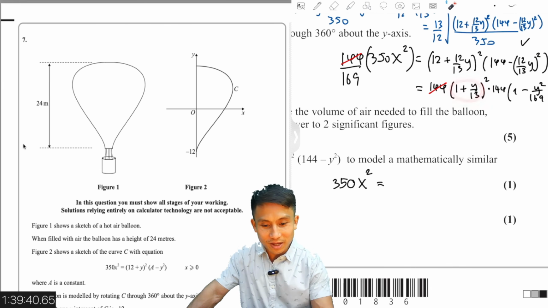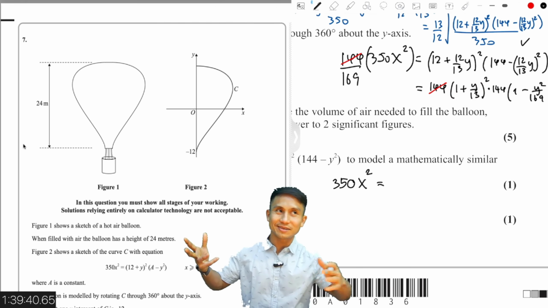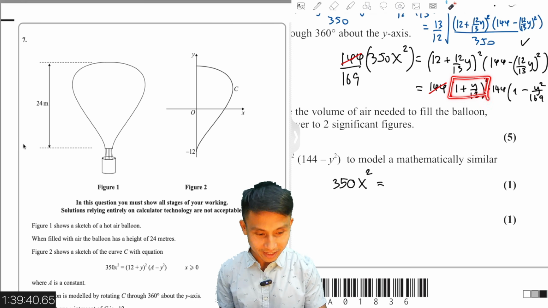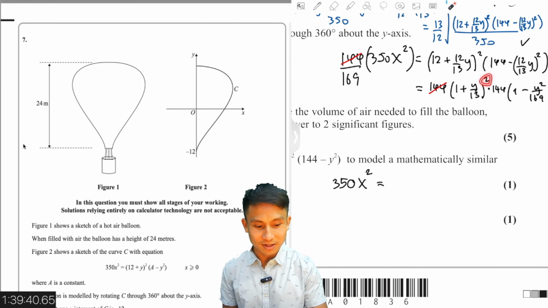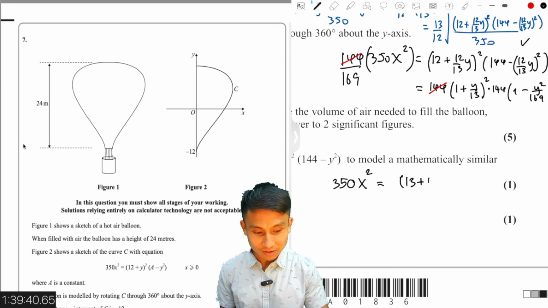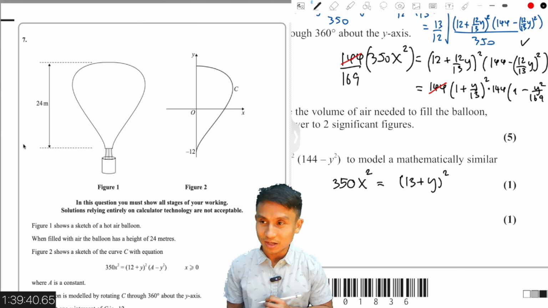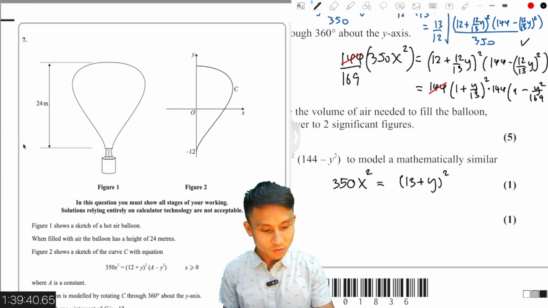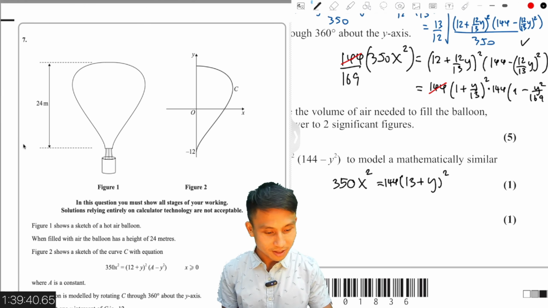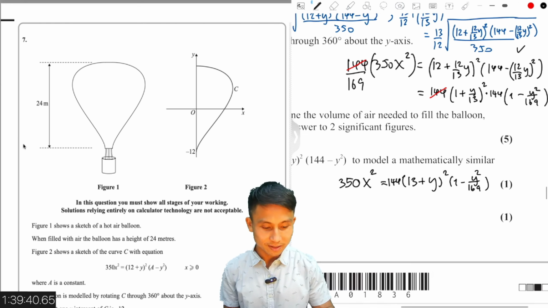Well, this bracket, if you multiply by 169, it's like multiplying 13 two times because we have two brackets here. It's a square. So if you multiply 13 to each of the brackets, you get 13 plus y. And that's it. Already multiplied 169 there. You have 144 here, so let me put 144 here. And this is 1 minus y squared over 169.